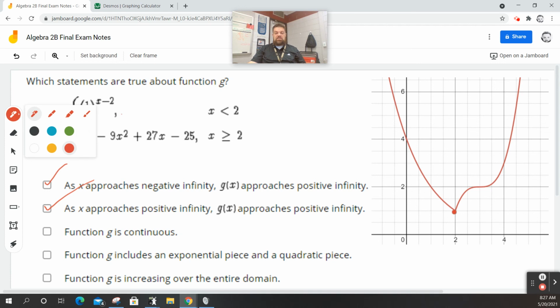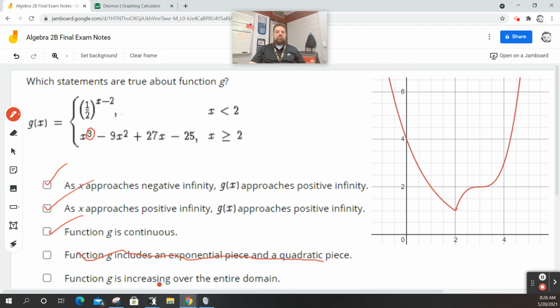Is g continuous? Yes. In other words, the two functions meet up at the same point. It includes an exponential piece and a quadratic piece. No, this is a cubic. It's x to the third power, so that's not true.